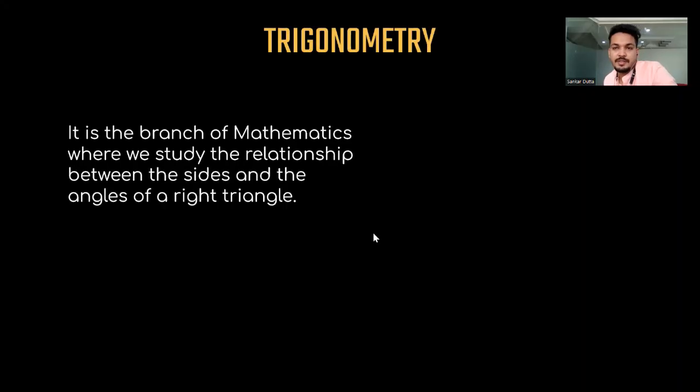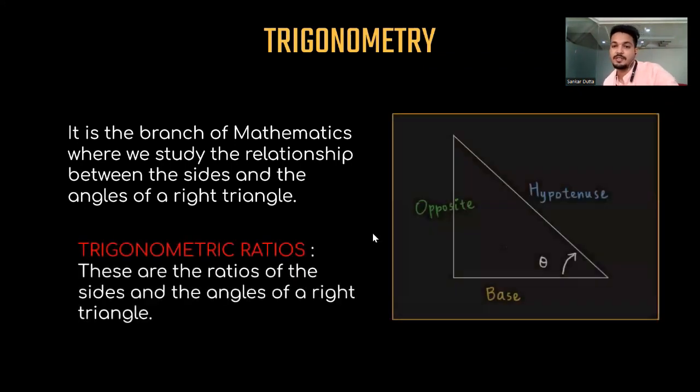Okay, so let's start with the first part of this lecture, which is trigonometry, which should be just a revision for you because basic trigonometry is taught in class 9th and 10th. Trigonometry, we all know, is a branch of maths where we study the relationship between different sides and angles of a triangle. The trigonometric ratios are defined for the sides of a right triangle.